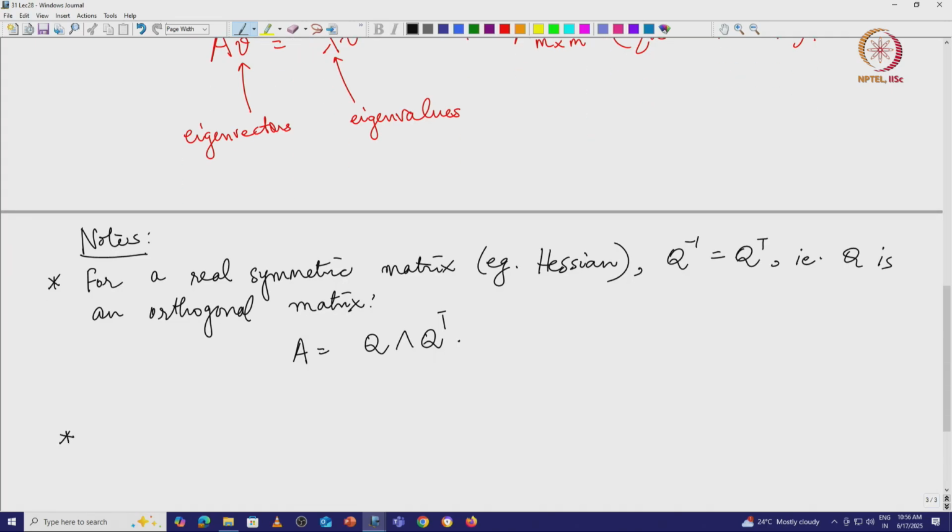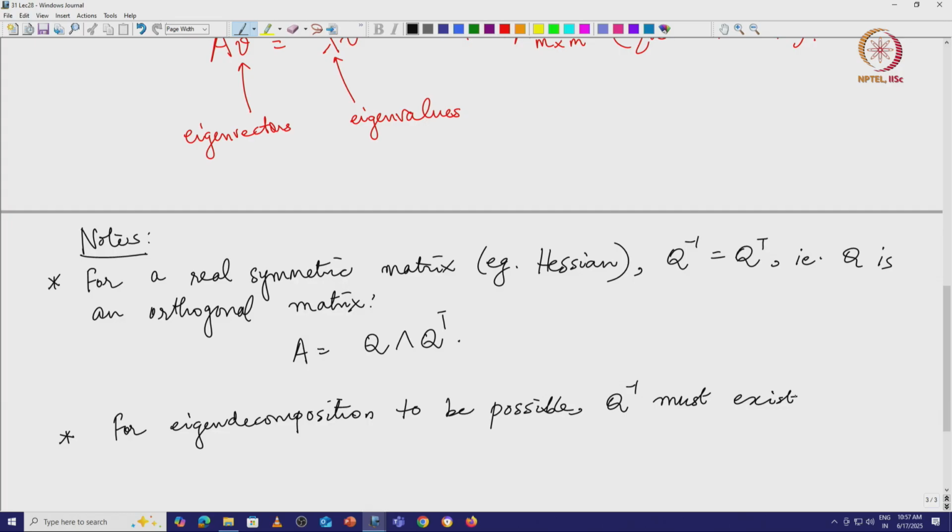The second important point to note is that for eigen decomposition to be possible, Q inverse must exist, and thus the eigenvectors must be linearly independent.